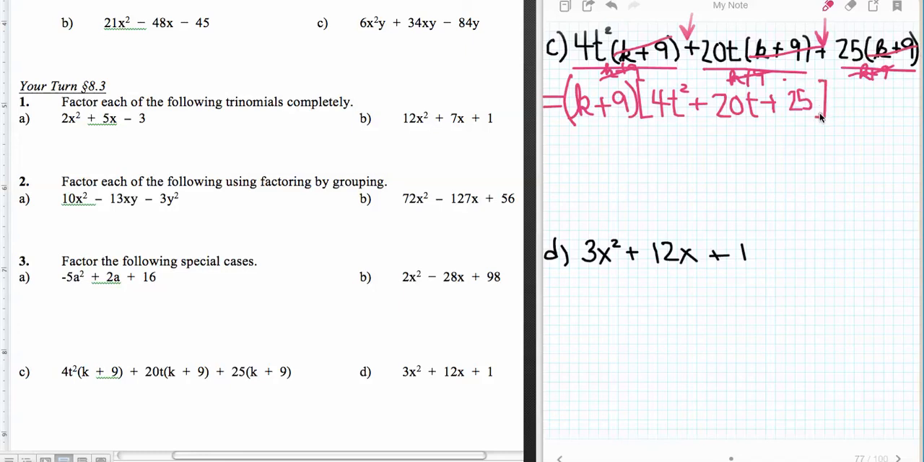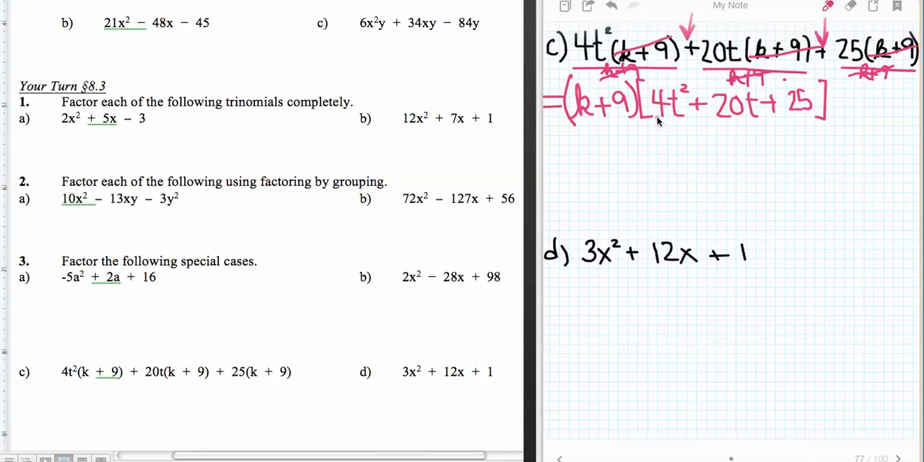Now, one of the things that we sometimes will miss is just a number that's part of the GCF, or a variable that's a part of a GCF because of this binomial. So always take a look at this again and make sure that you got everything. And I see that I did.